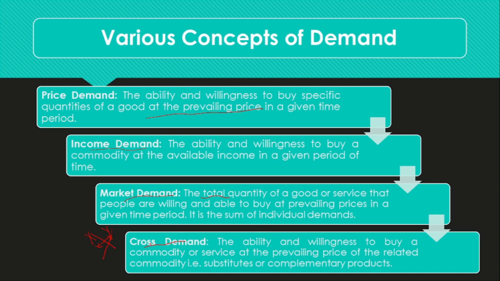And the next and the last one in this is cross demand. Now what is cross demand? Well, we will discuss this in detail. This demand is actually about two related commodities. In the previous ones we were talking about a specific commodity, but here we are talking about two different commodities which are related with each other in one way or the other.